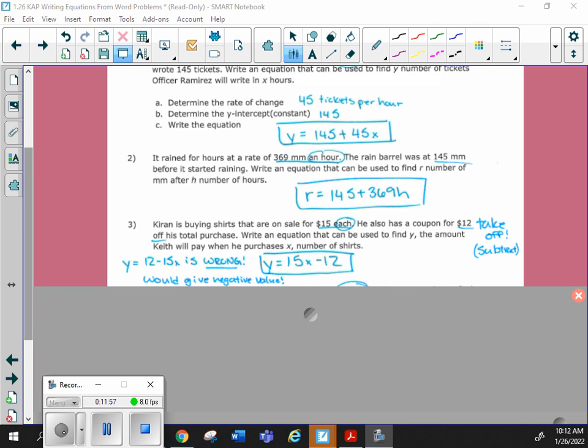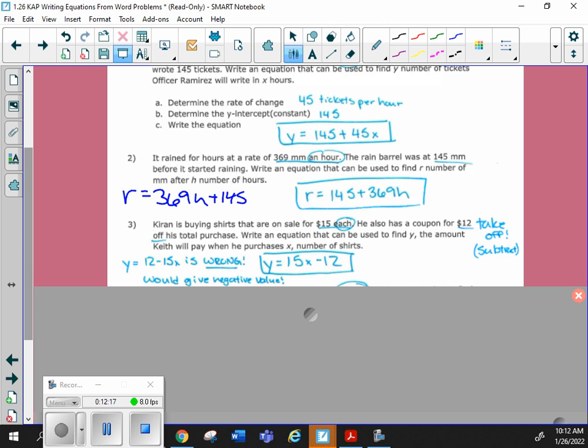On number 2, this is the same thing if I did r equals 369h plus 145. When I change the order of addition, does it change the math? No. But that's not always the case. On the next 3 problems, I'll let you finish the page, but be aware there are going to be some subtraction problems.